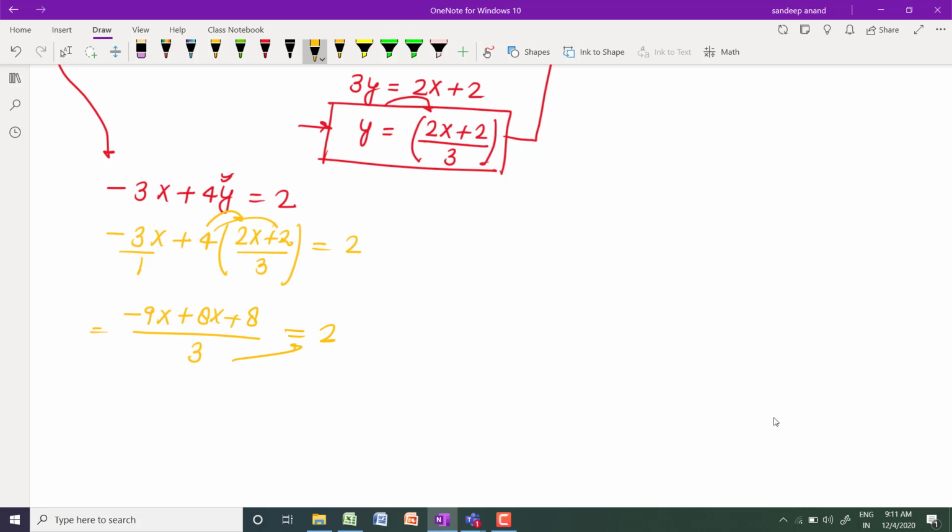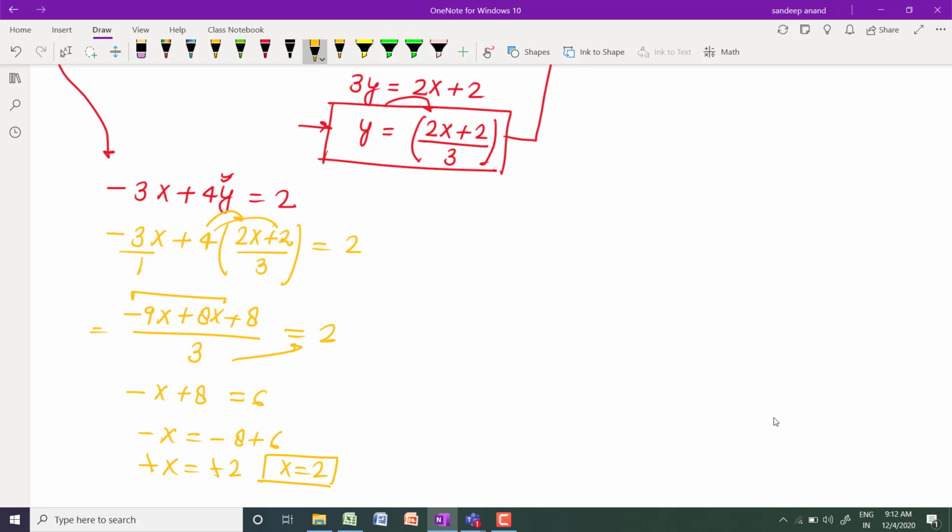Now cross multiply this value. Minus 9x plus 8x comes minus x, plus 8 is equal to 3 times 2 is 6. So minus x is equal to minus 8 plus 6. So you will get minus x is equal to minus 2, the minus signs get cancelled. So x value is equal to 2.